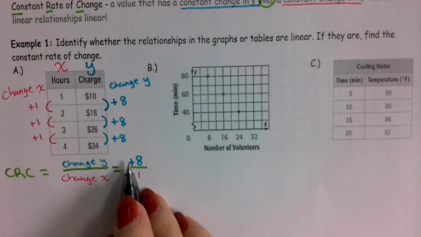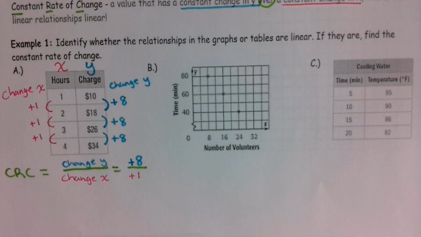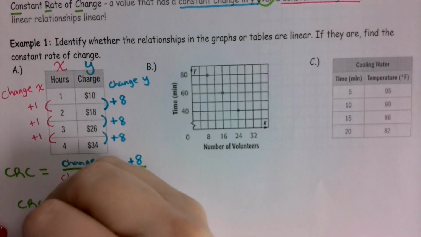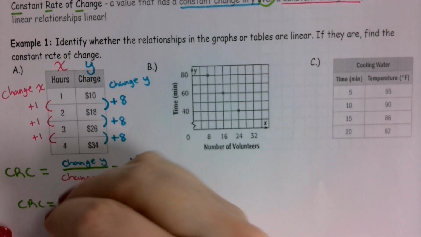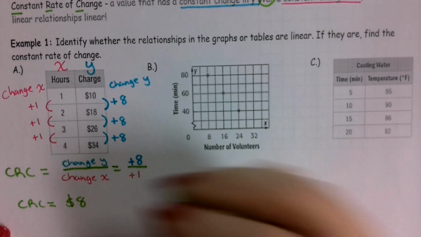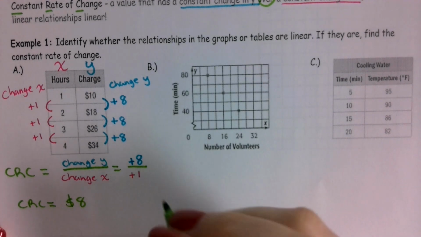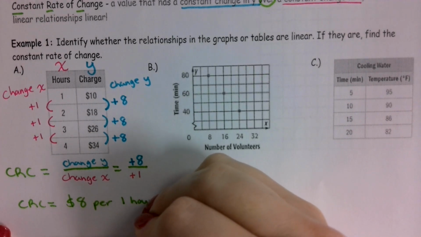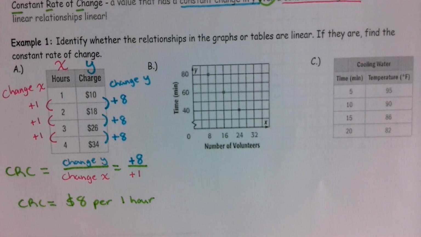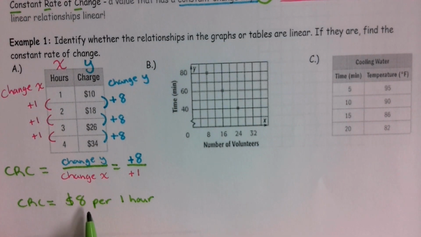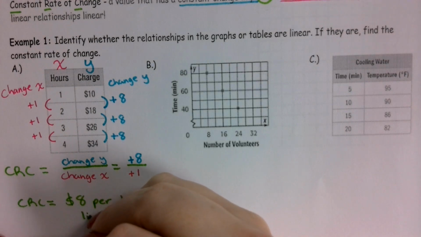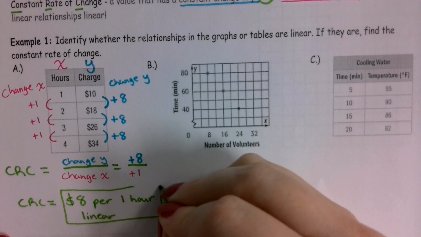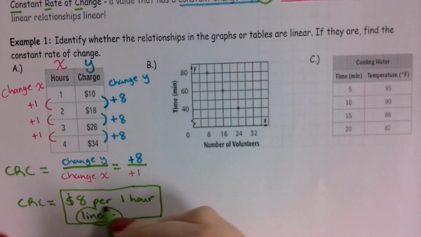Okay? A positive over a positive equals a positive. So that means that my constant rate of change is 8 over 1, or $8, because this represented money, per 1 hour. $8 per 1 hour. And since it had a constant rate of change, this makes it a linear relationship. Because of the fact that it has a constant rate of change, it is a linear relationship.